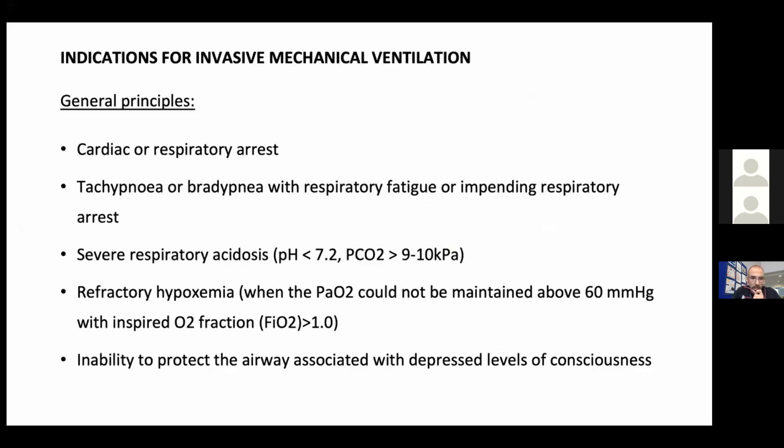So these are the general principles of when we need to intubate and mechanically ventilate a patient. I'm not going to go through all of them because you can have a look at the slides. I will send the slides to the members of the group, and you will have all the slides.